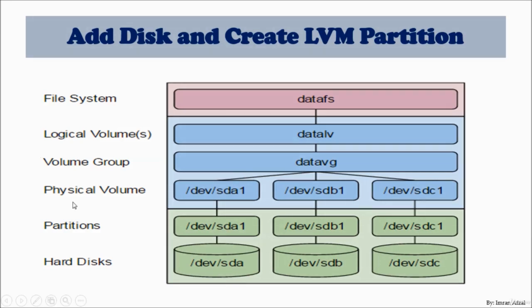Now, if you are doing LVM on top of it, then you have to create a physical volume. A physical volume has to be created for each partition. Then we create a volume group. This group will represent the entire set of physical volumes coming out of those disks. And then we will create logical volumes.